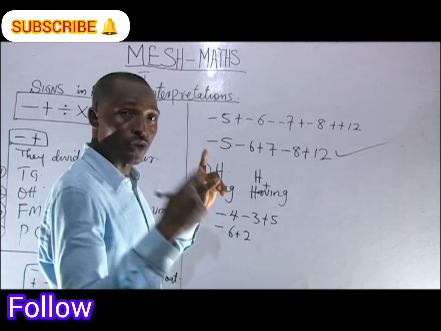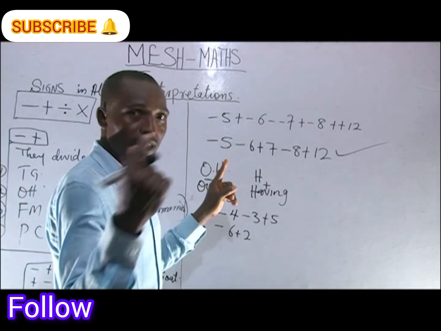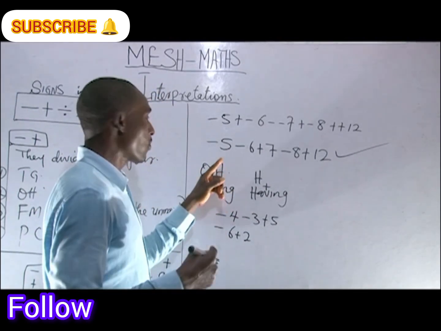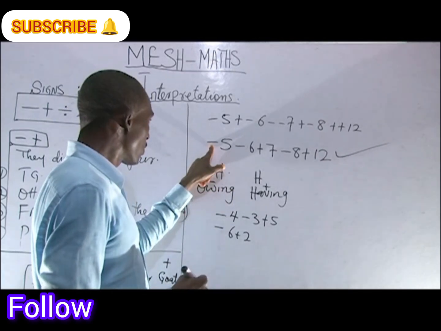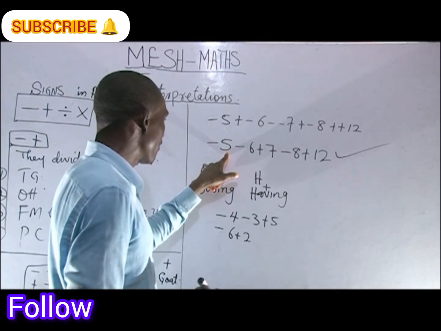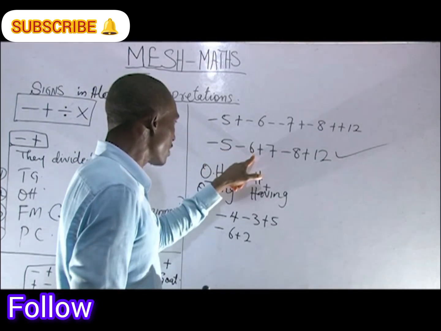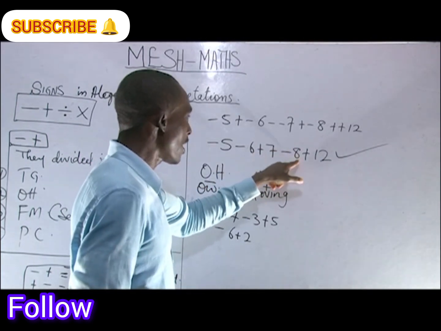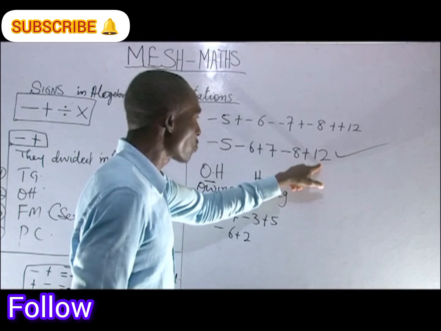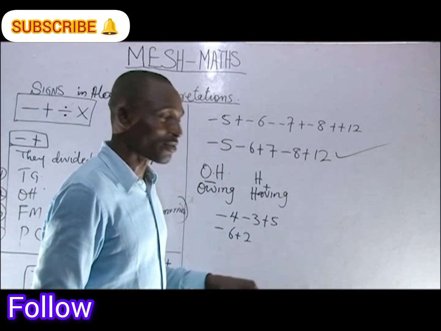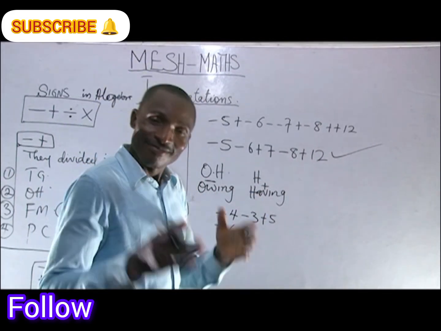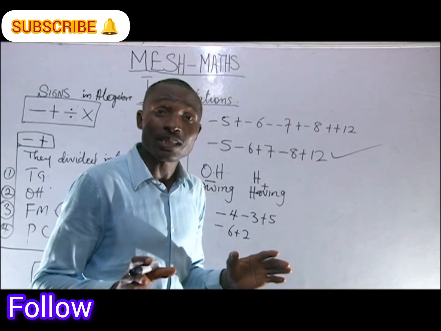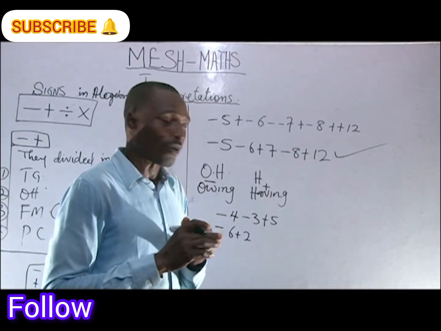So let's go ahead. Let's interpret. As I'm touching them, you will be calling them. Please join me. Let's go together. 1, 2, go. Owing 5. Owing 6. Having 7. Owing 8. Having 12. Thank you and God bless you. Clap for yourself. Yes. Now, that's our language. Let's continue now.